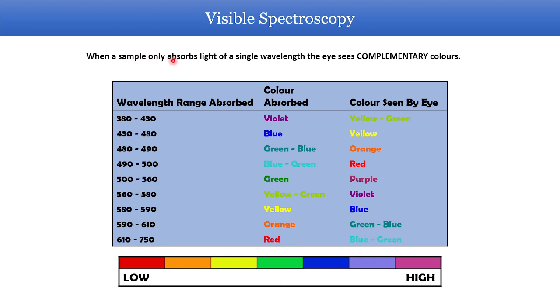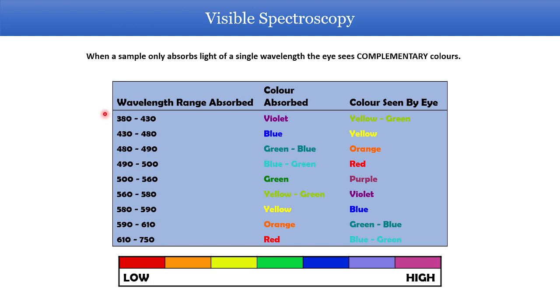When a sample only absorbs light of a single wavelength, the eye sees the complementary color. The wavelengths of the visible lights have been put over here, so you can check that. Violet has a wavelength range of 380 to 430, blue has 430 to 480, green has 500 to 560, yellow has 560 to 590, orange 590 to 610 nanometer, and red has 610 to 750 nanometer.